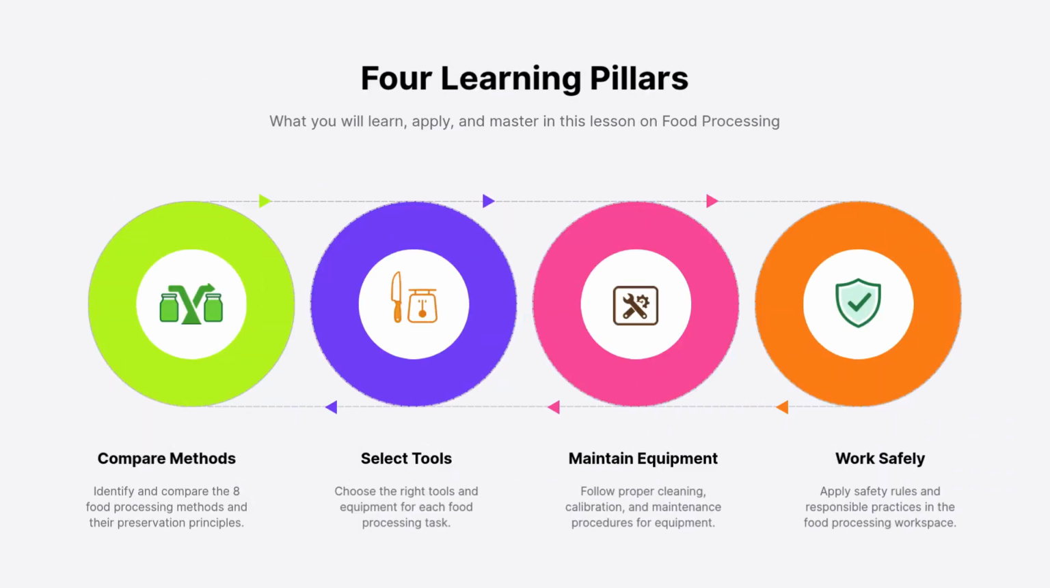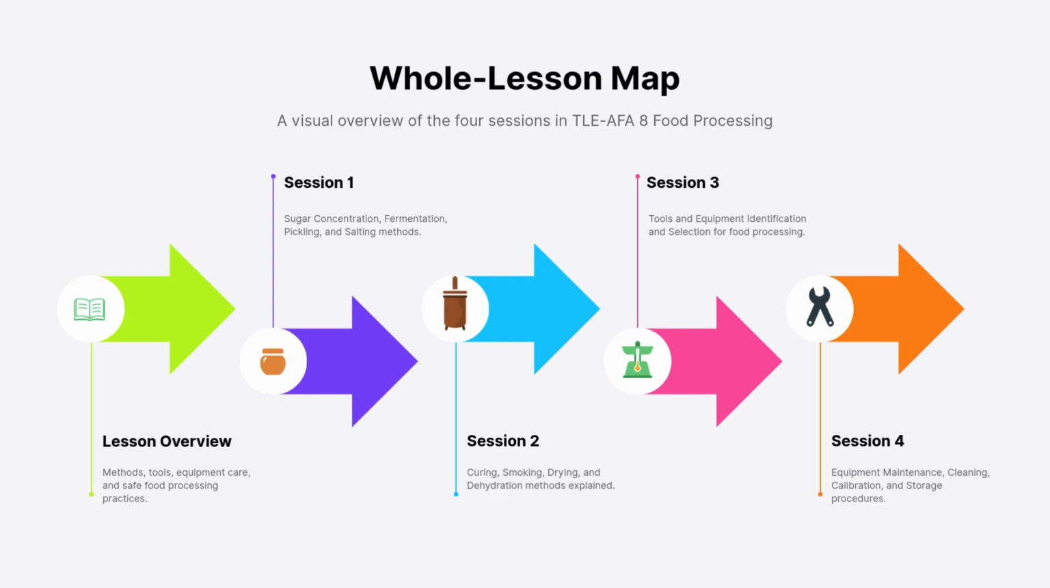Topics covered: sugar concentration, fermentation, pickling, salting, curing, smoking, sun drying, dehydration, food processing tools and equipment, cleaning and sanitizing, calibration and checking of the balance scale, equipment maintenance and storage, and food processing safety.